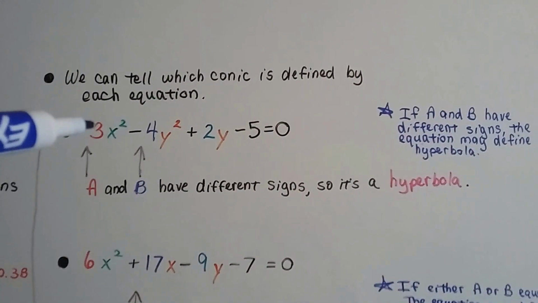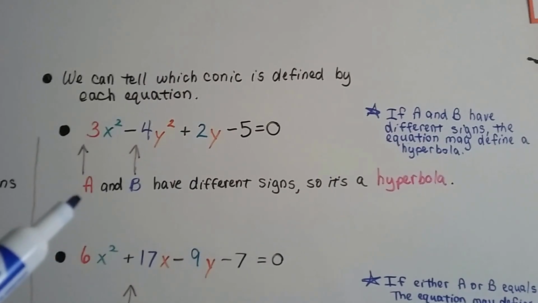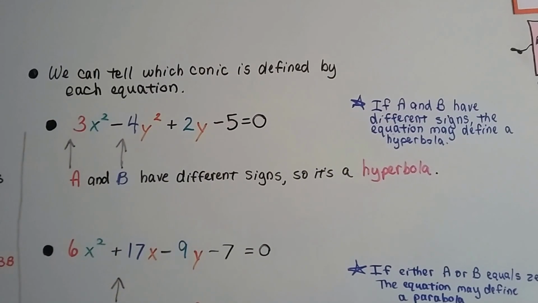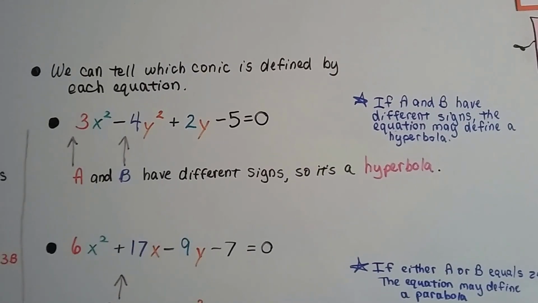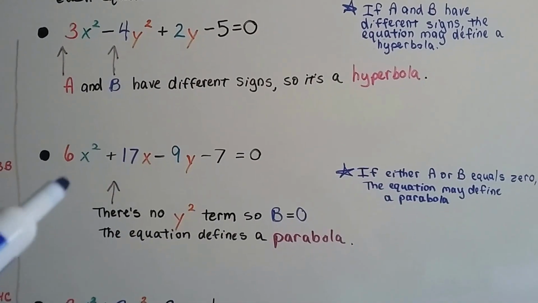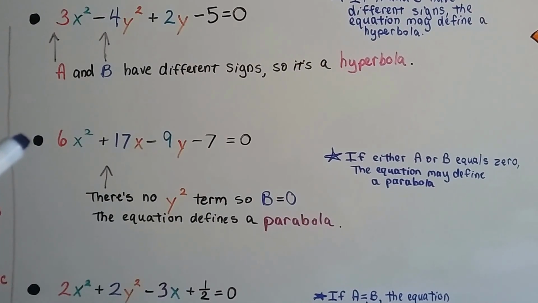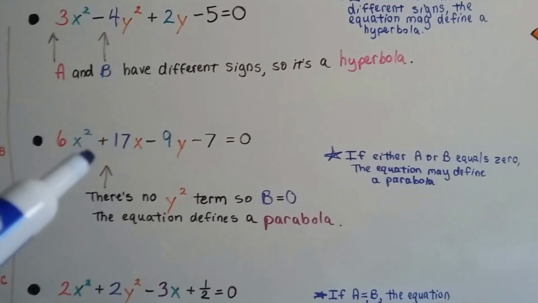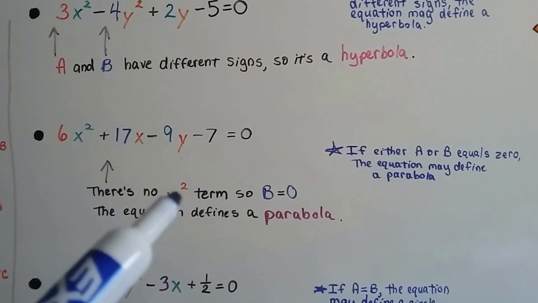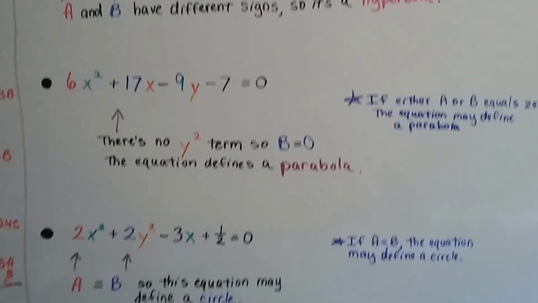We'll look at the red a value and the blue b value. This a and b have different signs, so it's a hyperbola. Because the clue said, if a and b have different signs, the equation may define a hyperbola. That's a positive and that's got a negative in front of it, doesn't it? For this one, if either a or b equals 0, the equation may define a parabola. Well, look, there's no b y squared here, so that means it was a 0. There's no y squared term. So this equation defines a parabola.